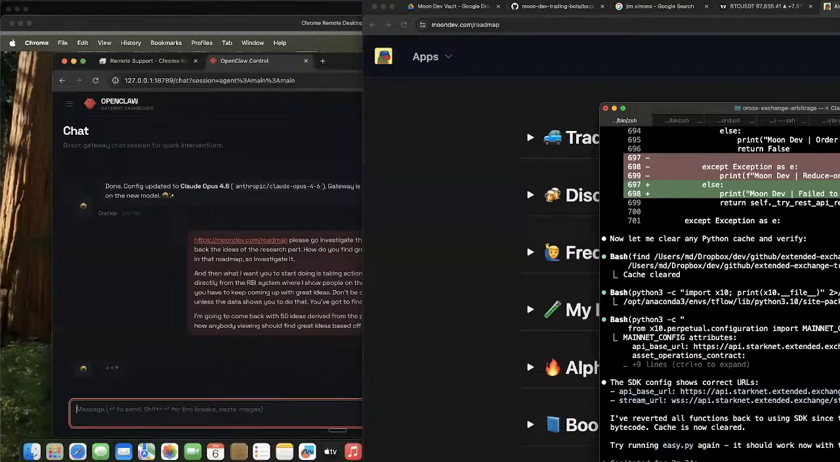moondev.com/roadmap. Please analyze this entire page and specifically the R section of RBI.